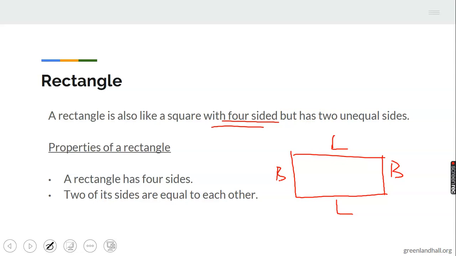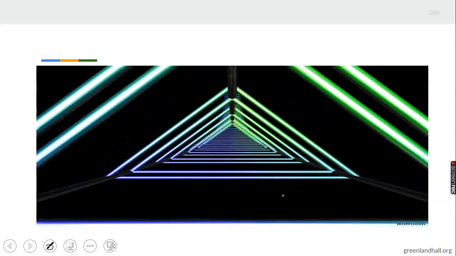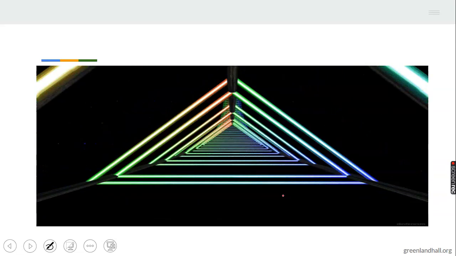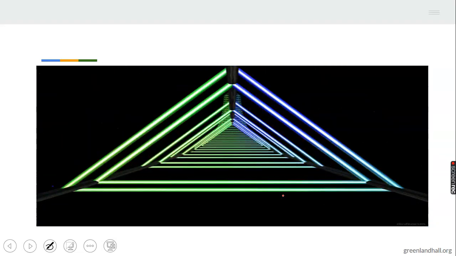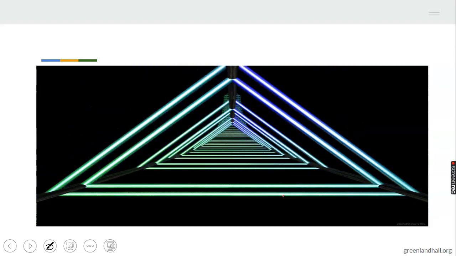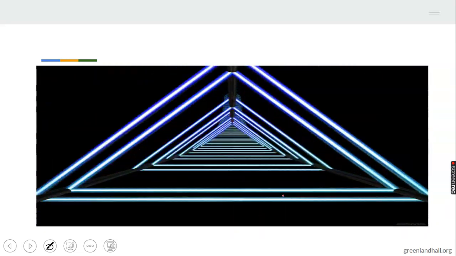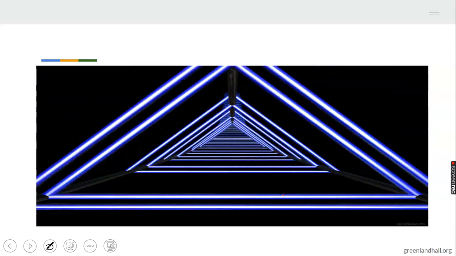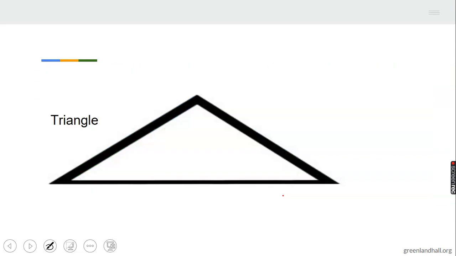Okay, properties of a rectangle. Number one, a rectangle has four sides, yes. Then two of its sides are equal. That makes a rectangle. The next that we look at is a triangle. As you can see, this is already showing that we are having a three-sided plane figure. This is a triangle.